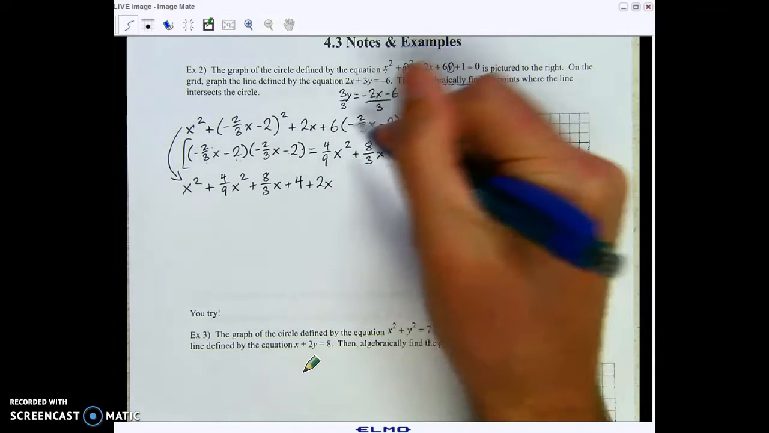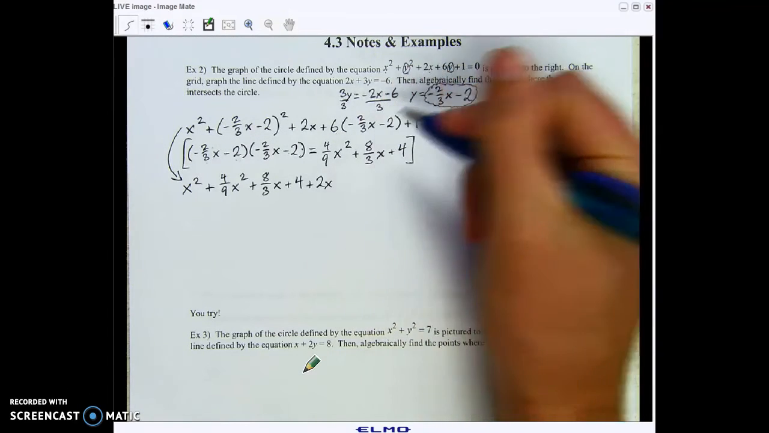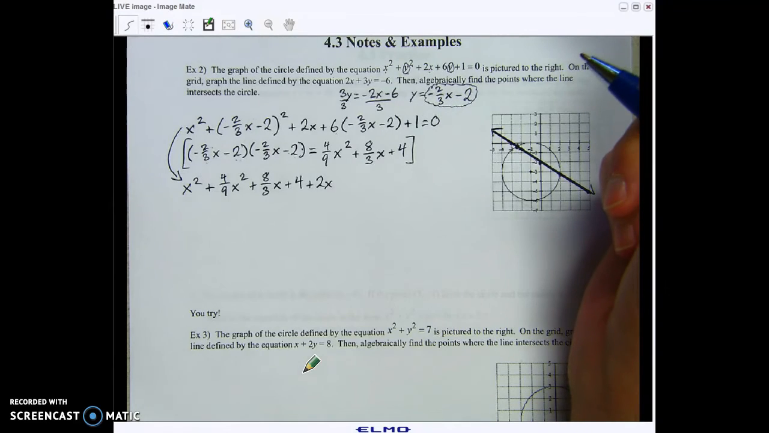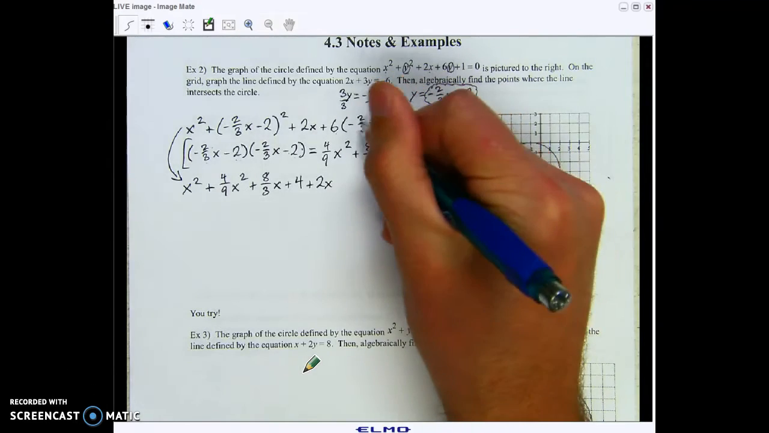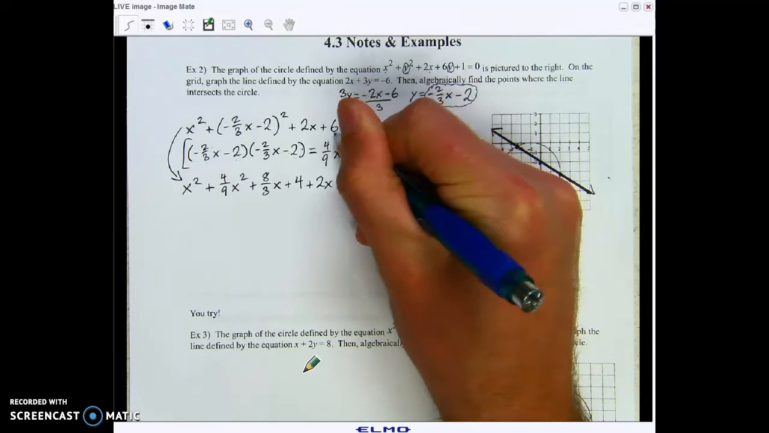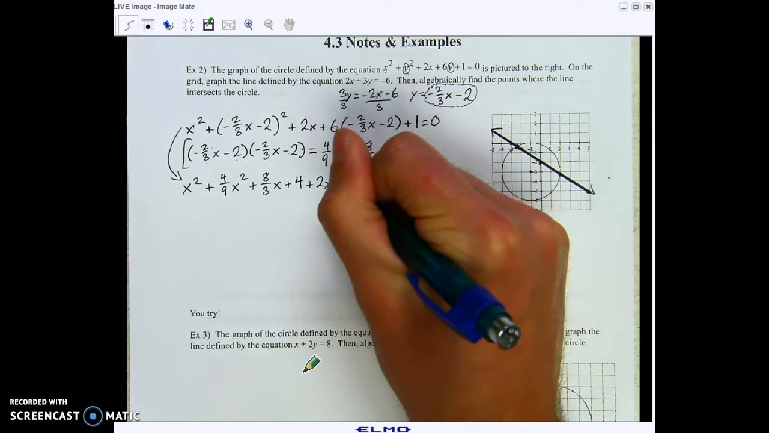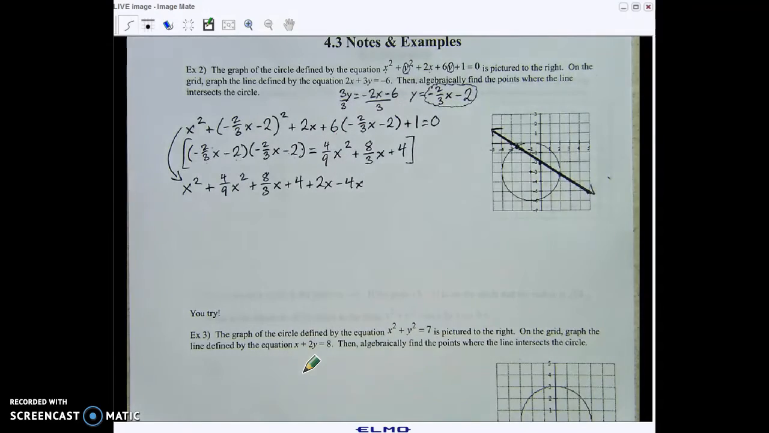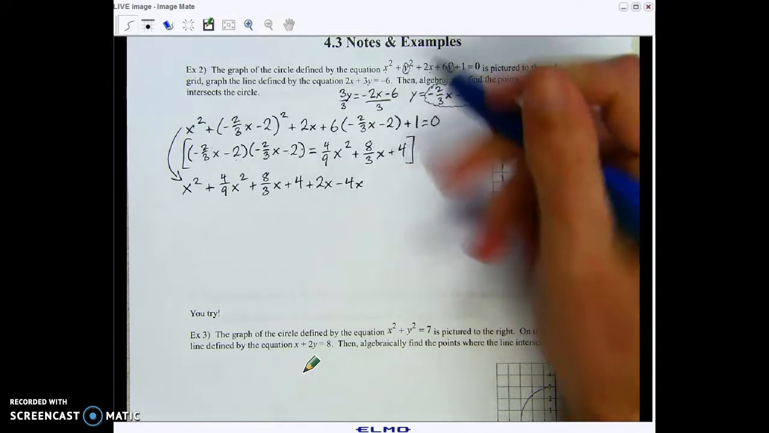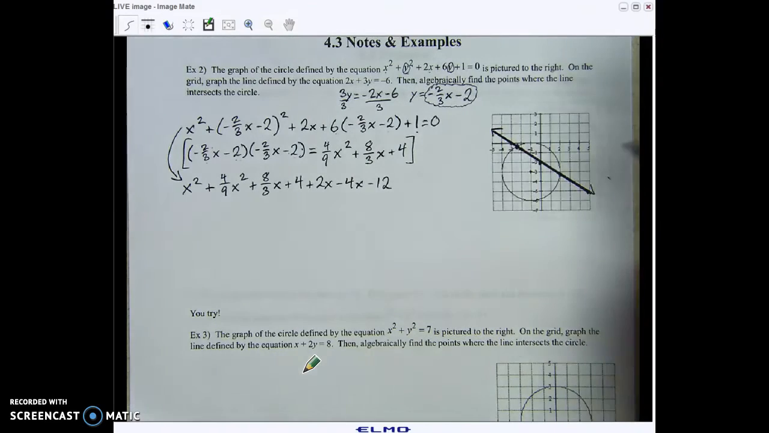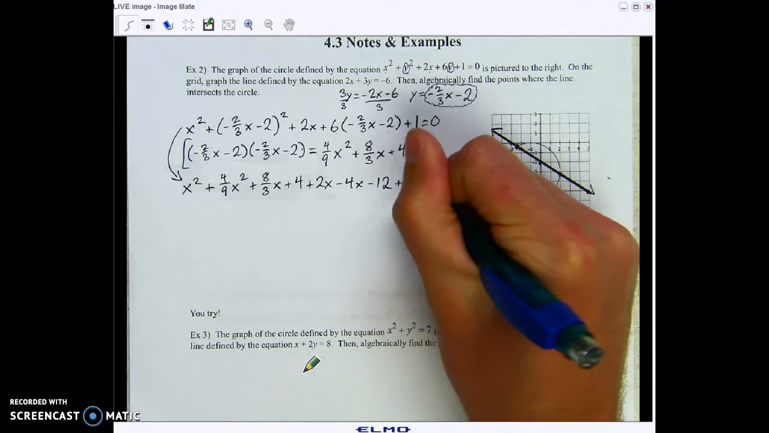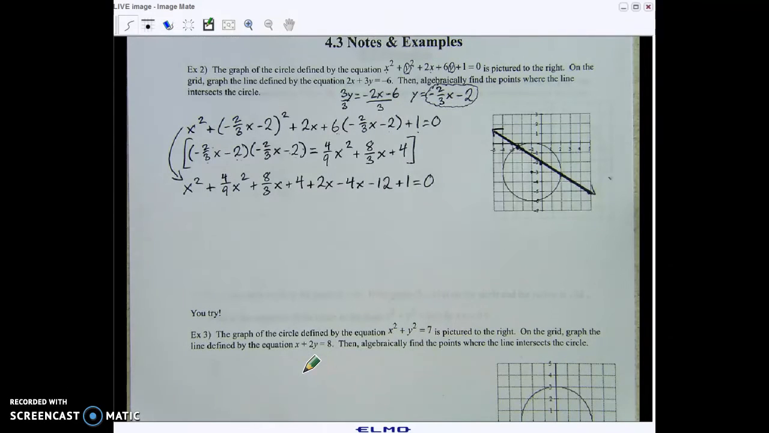Okay, now two ways to do this. We could do 6 times -2 all over 3. That's -12/3, which is 4. So that's going to be a -4x. Or we can just say, what is -2/3 of 6x? And still we get -4x as our next term. Okay, and then we have 6 times -2 is -12. And we can't forget this plus 1 at the end right here. Okay, so we've got plus 1 equals 0.